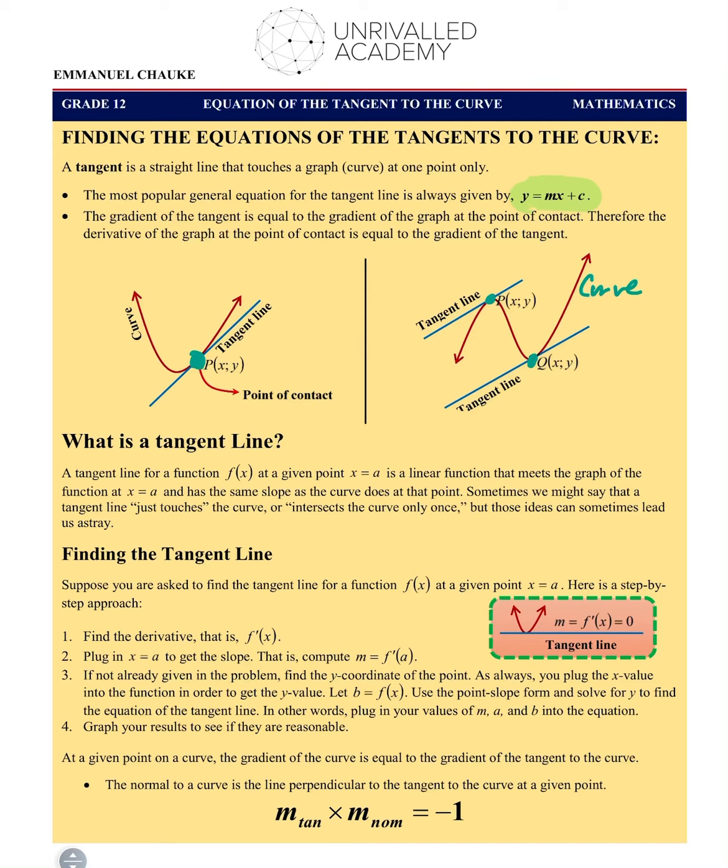It's a point on the curve, where the tangent touches the curve. That point is x equals something, and you also need to find the corresponding y value at that point. I'll show you how you get that. So here is a step-by-step approach. Number one, you need to find the derivative of that particular curve.